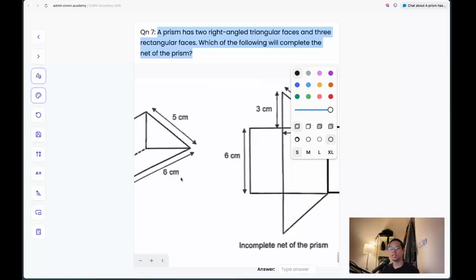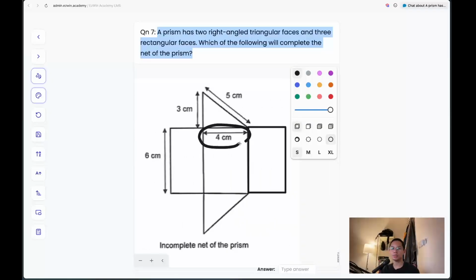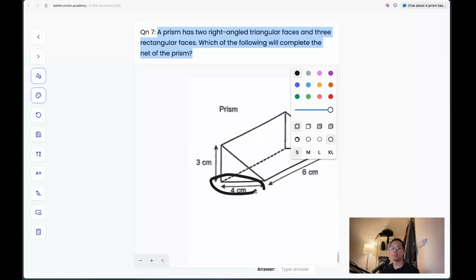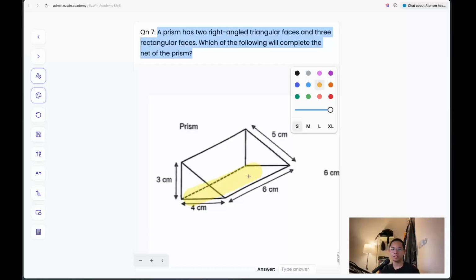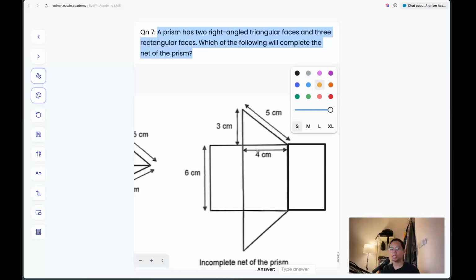So we know that the 4 centimeters, this one, is at the bottom. So I'm just going to highlight this in yellow like this. So you see this 4 centimeters. That means this is the base of the prism.